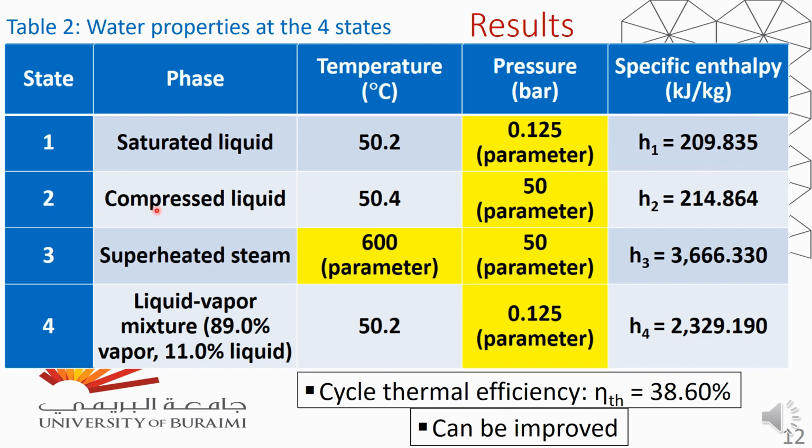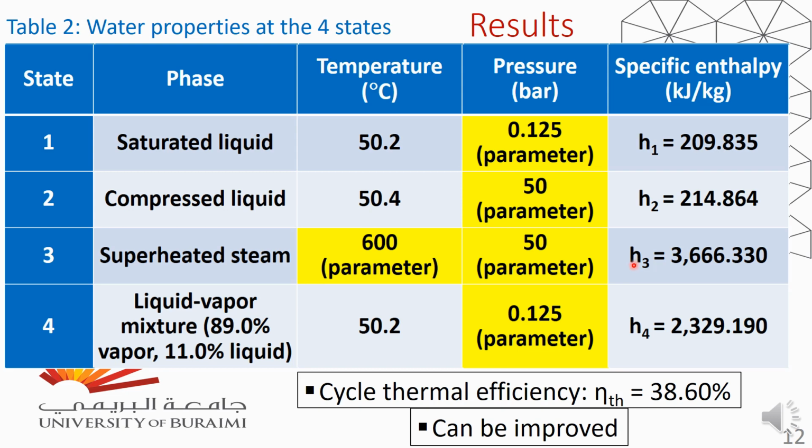State number 2 is compressed liquid. The temperature is still low, but the pressure has increased 400 times to 50 bar, and h2 is shown here. State number 3, we have superheated steam, the high temperature 600 degrees Celsius and high pressure 50 bar, and h3 is very high, the highest level in the cycle, 666 kilojoule per kilogram. And state number 4, after the turbine, we have liquid-vapor mixture, 89% vapor and 11% liquid. Temperature and pressure are low as they were before the pump, and h4 is shown here.